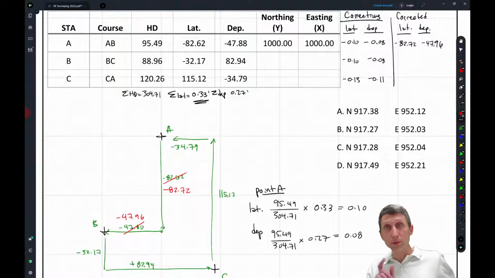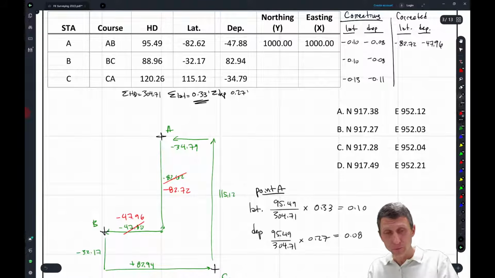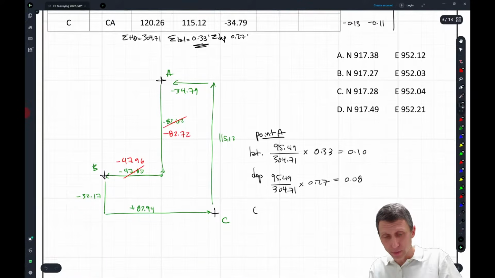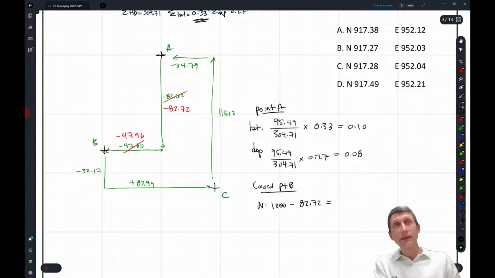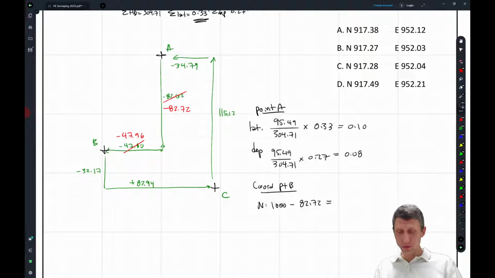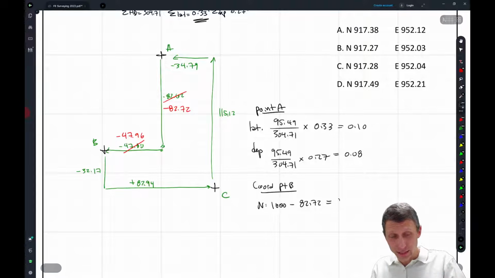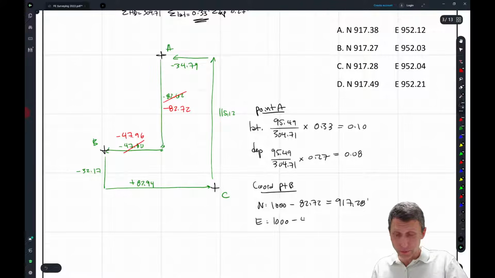So what does that mean? When I go from point A down to point B, these are the coordinates of point B. The northing is going to be 1000 minus the 82.72, that corrected value. So 1000 minus 82.72, I got 917.28, which is one of the numbers up above. So I'm feeling a little bit good about this. Let's double check our easting before we just circle the answer, but we subtract off this 47.